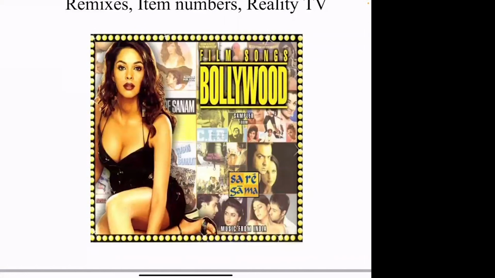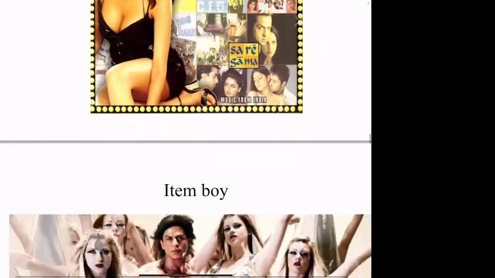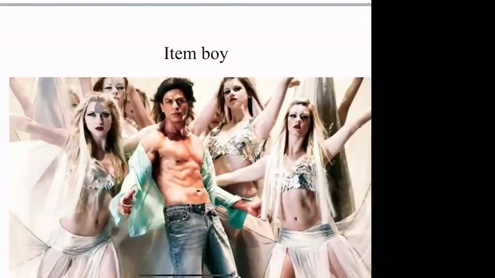And these dancing girls are now called item girls and item boys. So I'm highlighting an item boy here, right? Again, this kind of masculine identity that you see, very sexy masculine identity. And he's dancing, and you can see that it's a globalized context. He's dancing with women from various parts of the Western world. And he's a very famous Bollywood star. His name is Shah Rukh Khan. He's a huge mega heartthrob. So you see these song and dance sequences are becoming very popular and are being circulated in various different spaces.